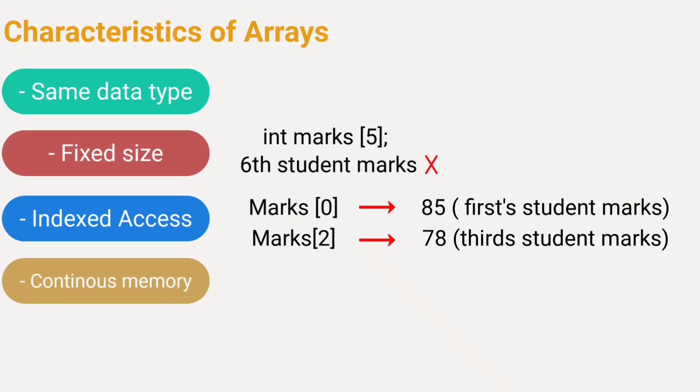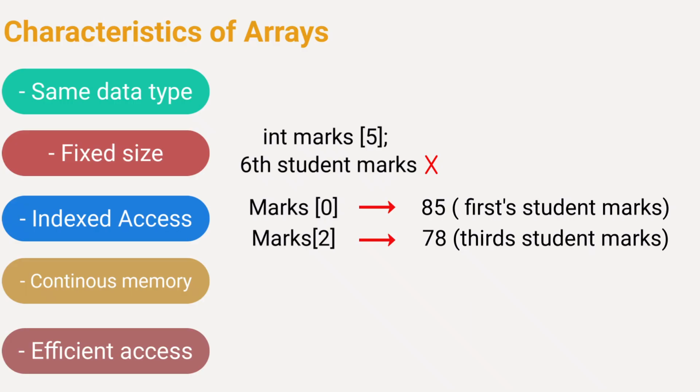Continuous memory. Array elements are stored in contiguous, side-by-side memory locations. Efficient access. If you want marks[3], the computer directly jumps to it. No searching needed. Access time is always constant, O(1), no matter how big the array is.